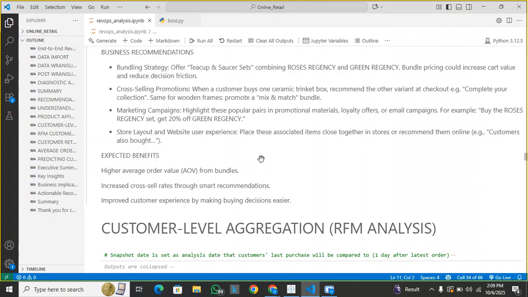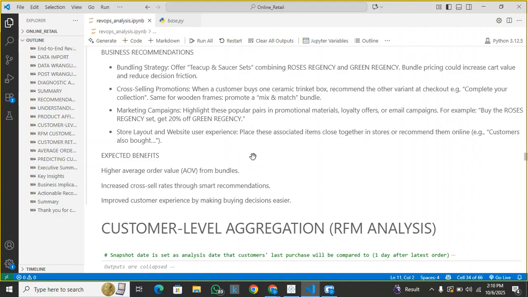Then marketing campaigns: highlight these popular pairs in promotional materials like loyalty offers or email campaigns. For example, buy the Roses Regency set, get 20% off Green Regency. So buying one product, right, should lead to a discount on the other product. And especially when the products are affiliated, like when most customers buy this product if they buy this product. So it is efficient when marketing campaigns are about things like this.